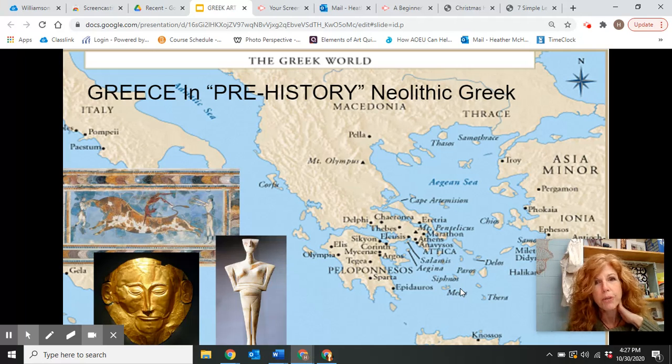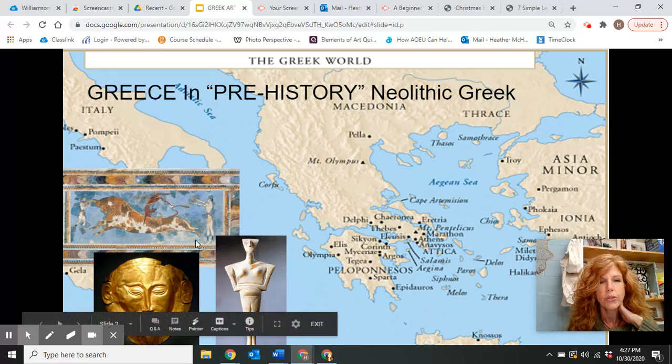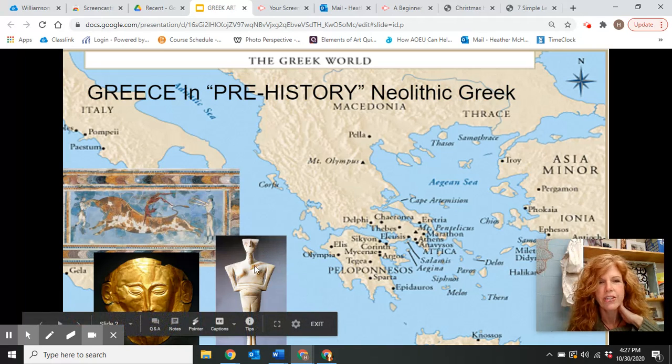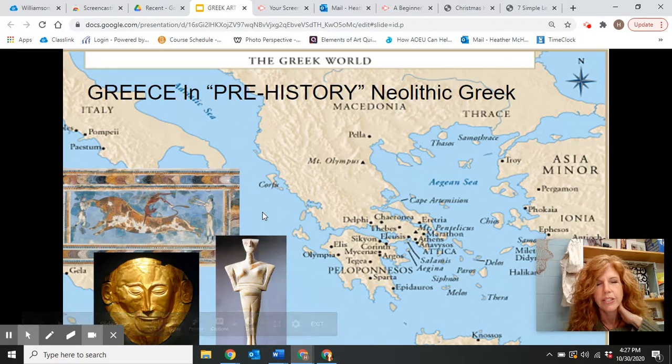There were two main people groups that actually came from Greece in the Paleolithic, and those were the Mycenaeans and the Cycladic people. And I've given you a couple of examples of artwork here on the screen. This golden mask is the mask of Agamemnon from Mycenae, which is on the mainland of Greece. And then this little guy right here is a Cycladic stone sculpture, and he came from the islands of Greece.